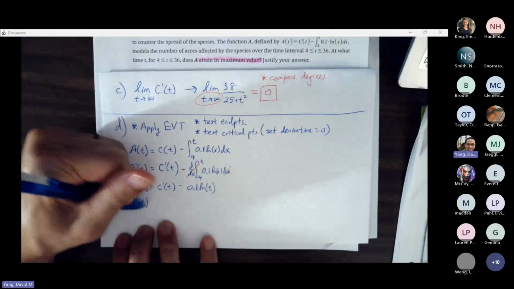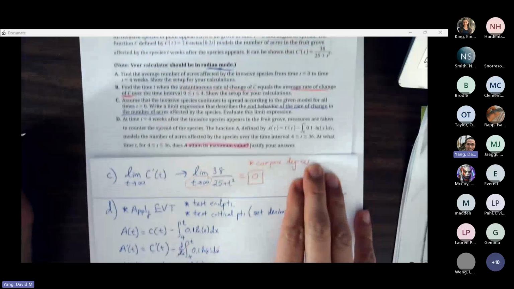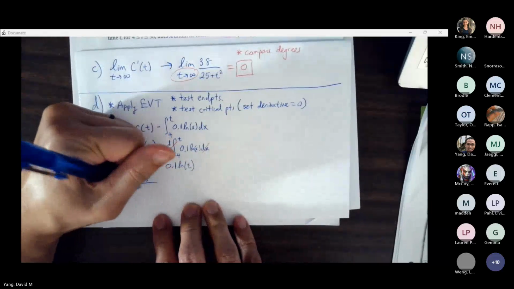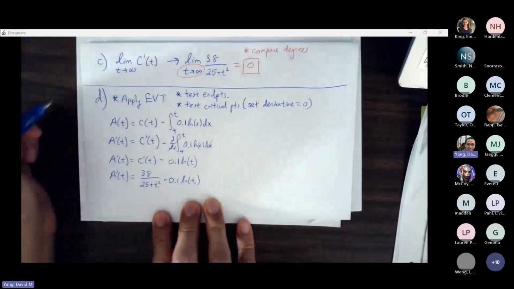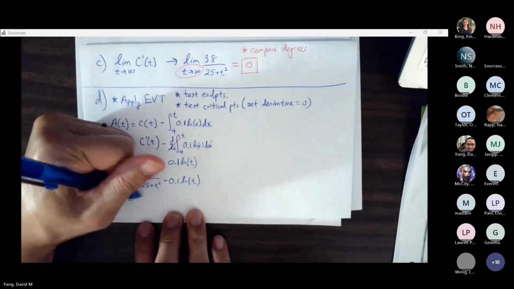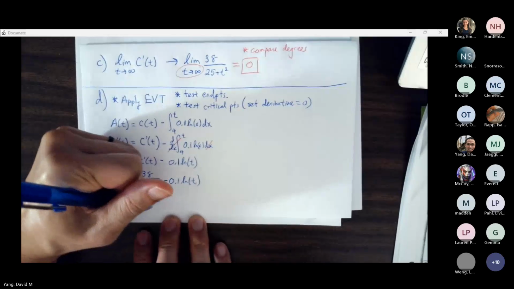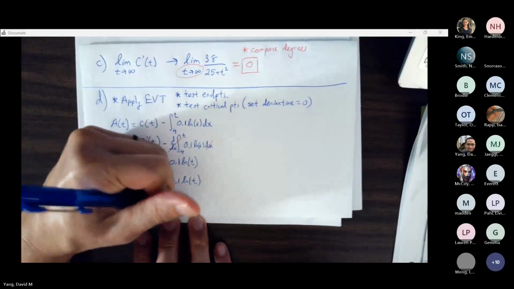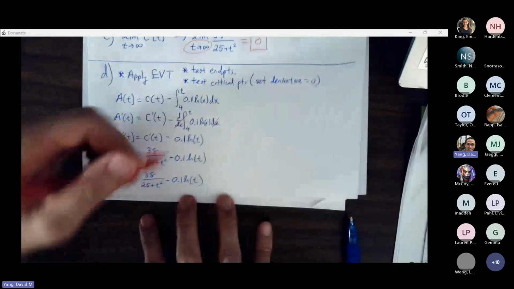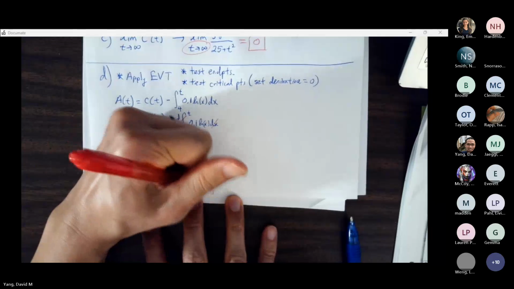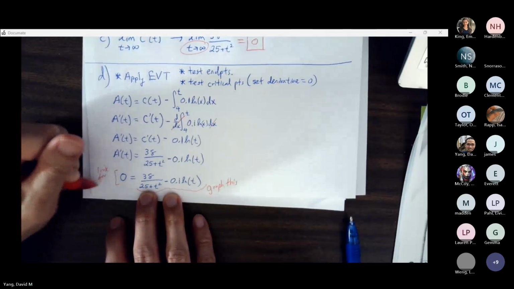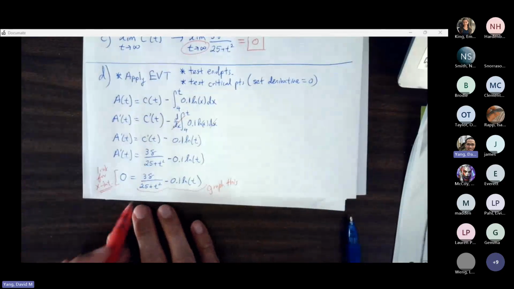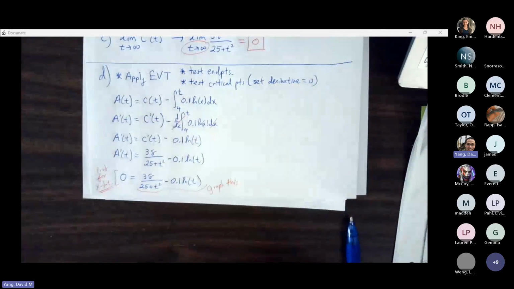Okay, so A prime, let me bring in that C prime that we're going to be working with. 38 over 25 plus t squared. And to find a critical point, we're going to set it equal to 0. So just like before, we're going to use our calculator. We're going to graph this, and we're just going to look for the x-intercept. And that will help us find a critical point that we can use in addition to the endpoints as our candidates.